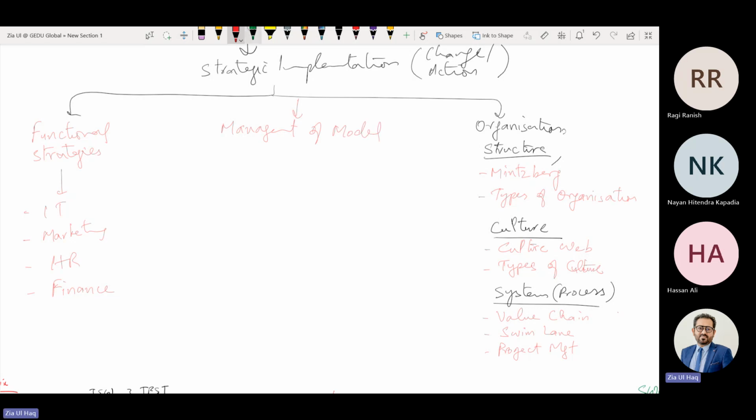If we are not following the appropriate management of change models, ultimately we will not be able to manage the change. We will fail in implementing change. And if we fail in implementing change, the position could be even worse. How to manage the change? There are different models. One is called Lewin's three-stage model.